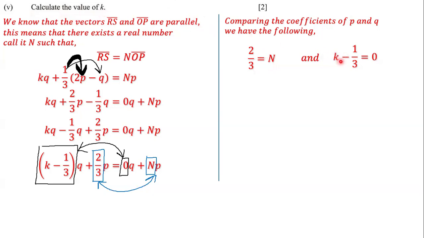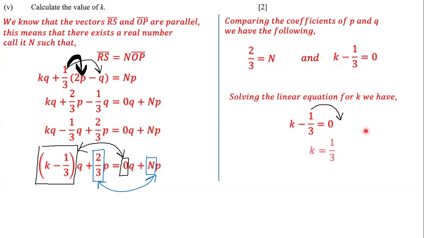And so in order for us to figure out the value of k, what we're going to do is say, okay, let's take this negative a third, we send it over the equal sign, and it becomes positive 1 over 3. So that means that k is equal to 1 over 3. So the value of k, if we know that RS and OP are parallel, is going to be equal to a third. And that's the answer to this question.